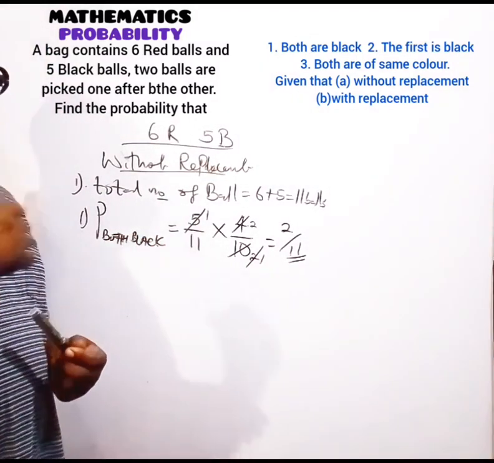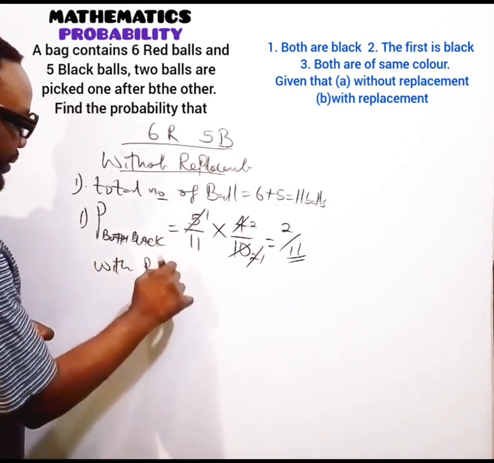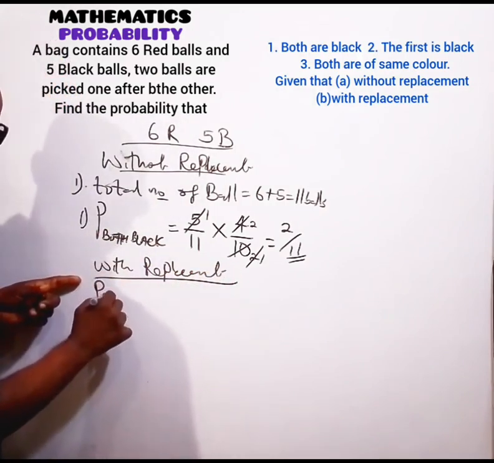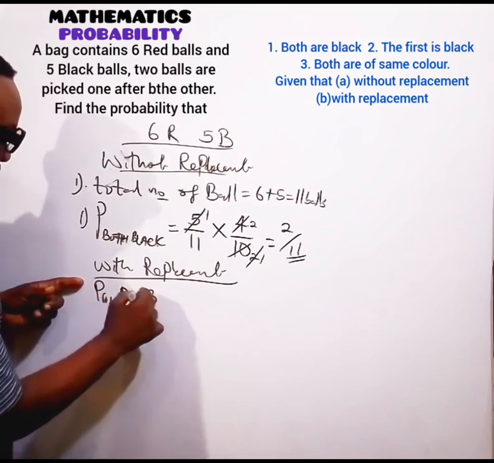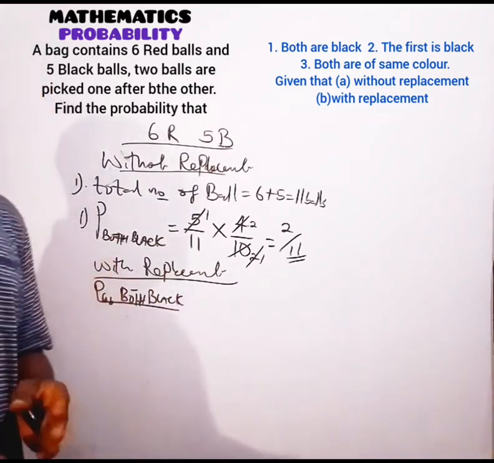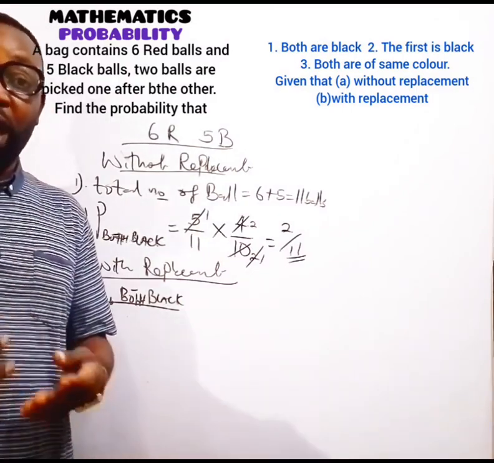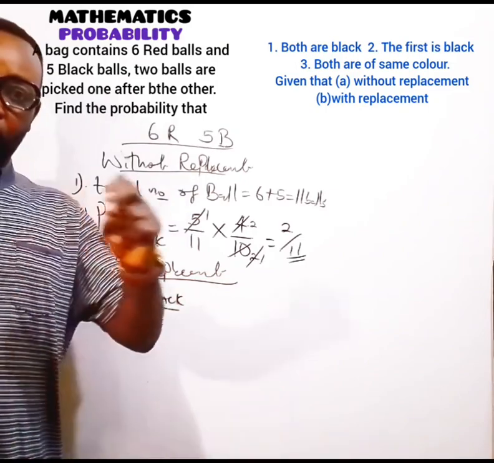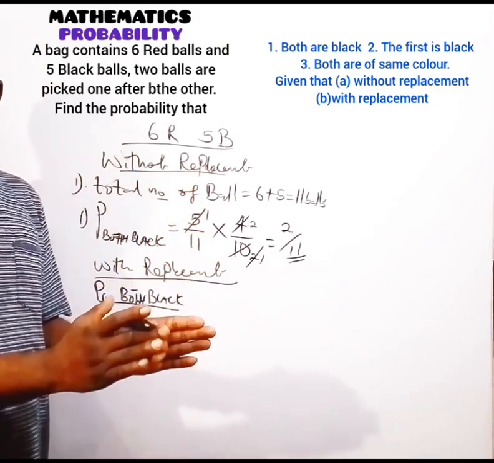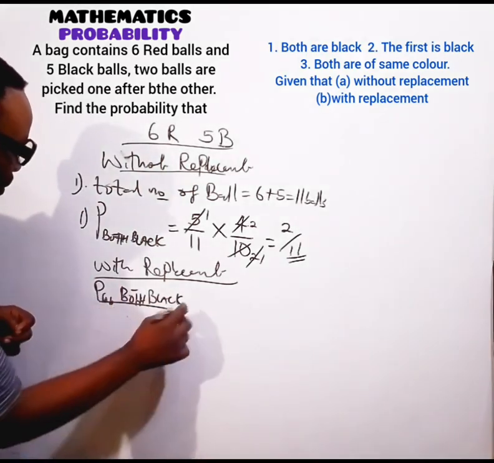Now, I'm going to do it one after the other. Now, I'm going to have the one with replacement. With replacement. Now, for the probability of both black. It means that when you are going to have replacement, immediately you draw the first ball, it is black. You have the choice of probability of black, and you return the ball back there, which makes the number of balls intact again. Then you pick the other one, which is also black.